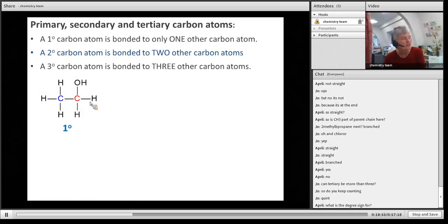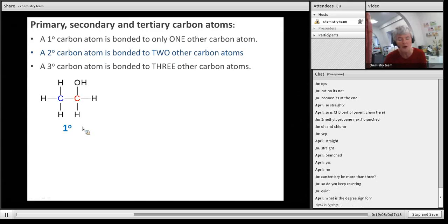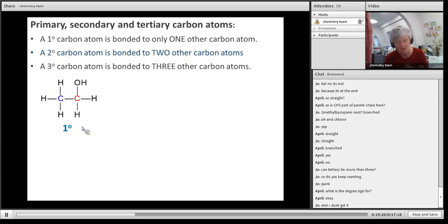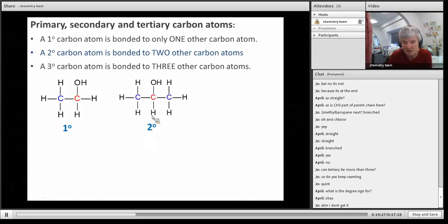Okay, so this carbon has got the OH functional group on here, so this is what we call a primary. The degree sign is just to say it's primary. So it's a shorthand way of saying primary, to differentiate it from first, second, third, because that's not the same thing as primary, secondary, tertiary. So we just put in the degree sign. This is the shorthand version. Okay, so secondary, here this is what we call a secondary alcohol.